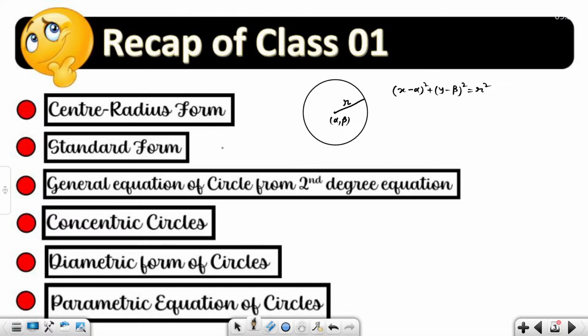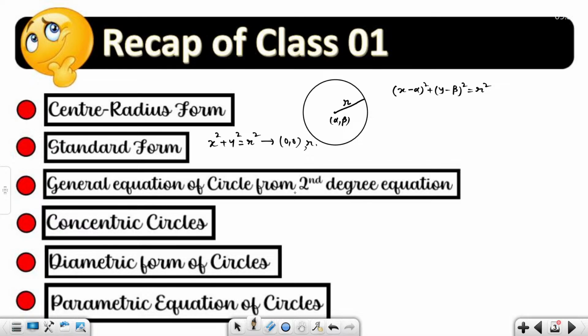Next, what is your standard form? The standard form is x square plus y square equals r square. It means that the center of that circle is at 0, 0 and radius is r units. Okay. This is called your standard form.